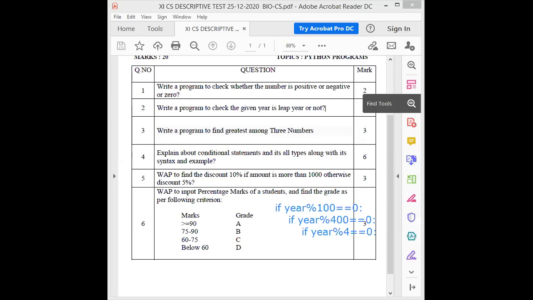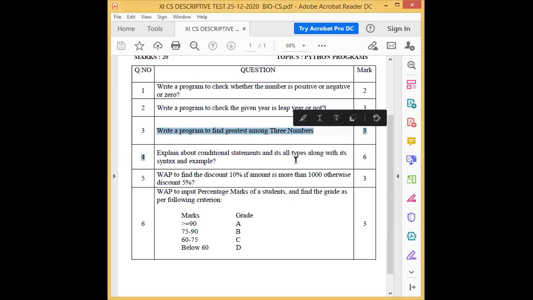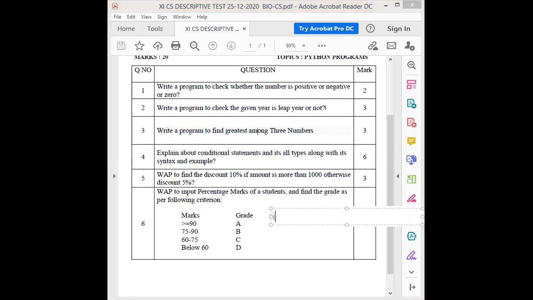So the next question is: write a program to find the greatest among three numbers. This is a slight difference from your question paper. For you, the question will be: write a program to find the lowest among three numbers. Greatest means that you have to use the greater than symbol instead of the lesser than symbol. Understood, students? If there are three numbers, you should use this one.